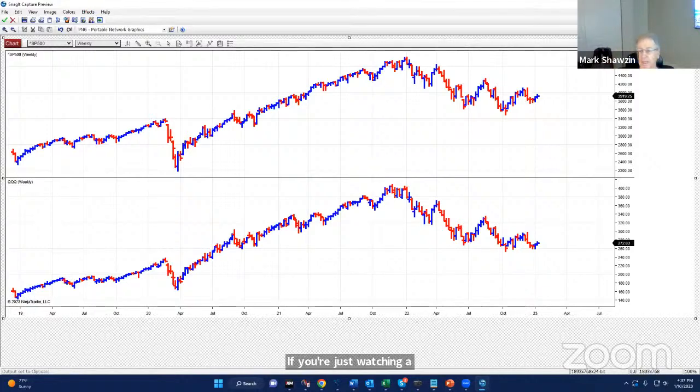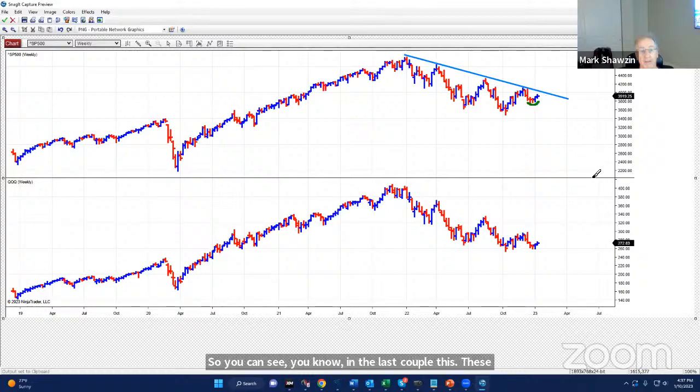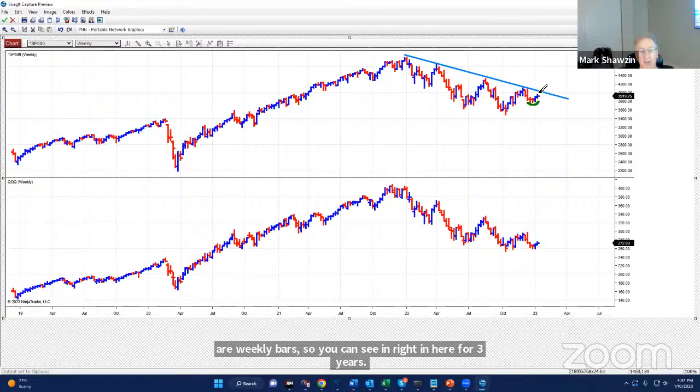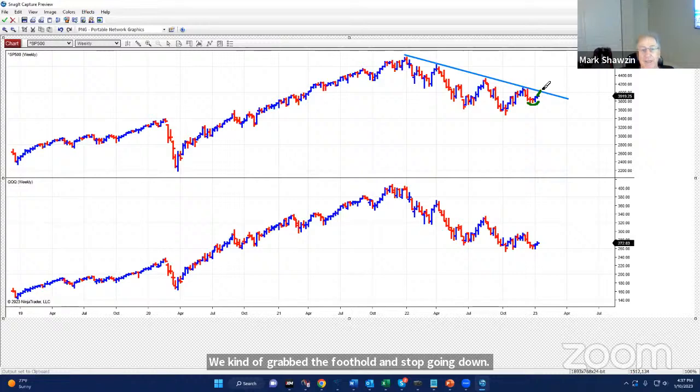But to me, I'm looking at some very key thresholds in the S&P. So you can see, these are weekly bars. You can see right in here, for 3 weeks, we kind of grabbed a foothold and stopped going down. And now, to me, it feels like it has enough energy, enough gas in the tank to take the S&P back to 4,100. We're trading at about 3,900 right now. So we've still got, I think, a few percent on the upside.